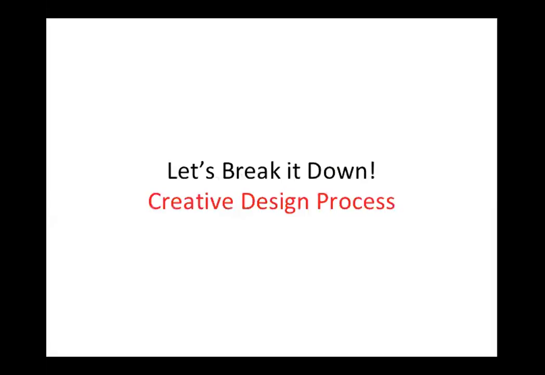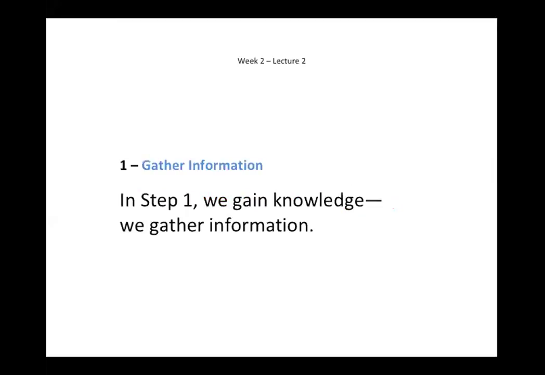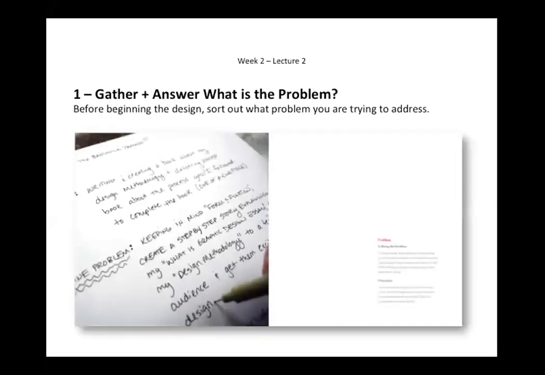All right, so let's break it down. Let's break down the creative design process. We talked about the process steps, so this is doing it in another way. I'm going to show you some examples here. We're gathering the information. We gain knowledge, we gather information. This is the design brief stage as well, so you're asking the client, gathering that information.